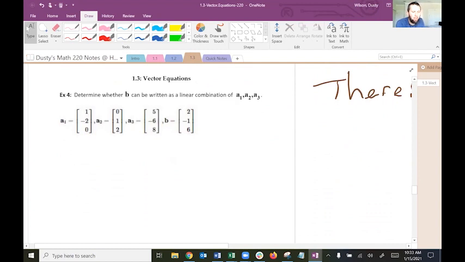All right, so in example 4, we want to determine whether B can be written as a linear combination of A1, A2, and A3. And so you might be tempted to try to create a parallelogram grid, but the issue is that these vectors are in 3 dimensions. And so you'd be needing 3-dimensional prisms potentially, and those would be hard to draw. So we're not going to do this graphically.